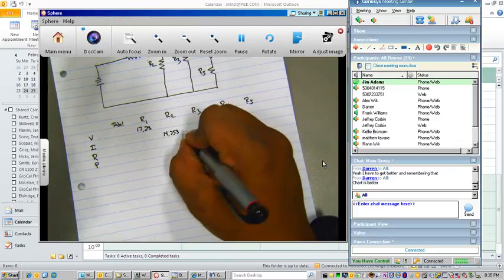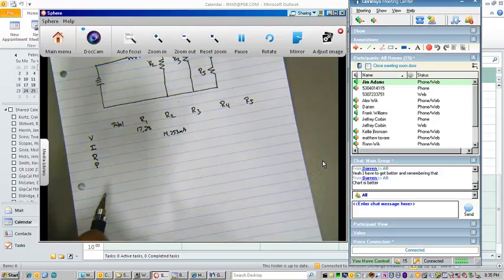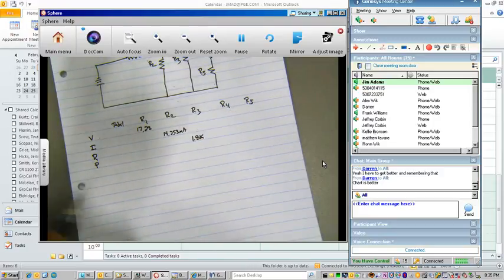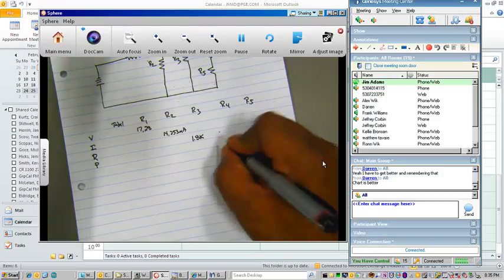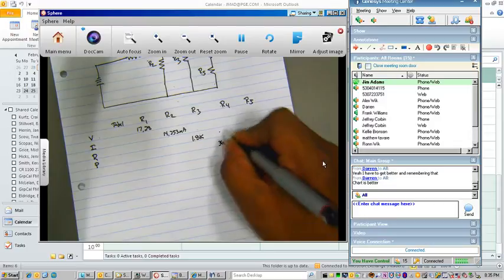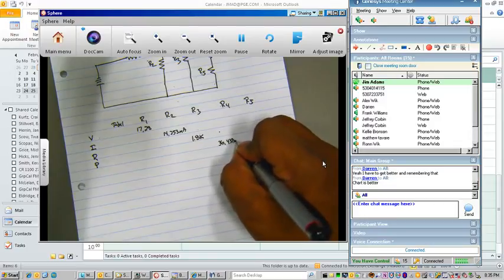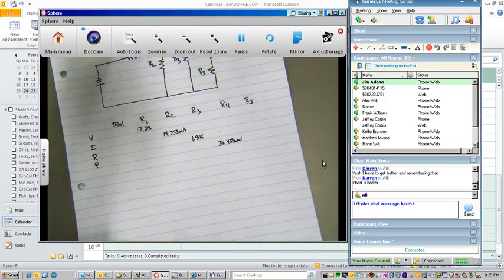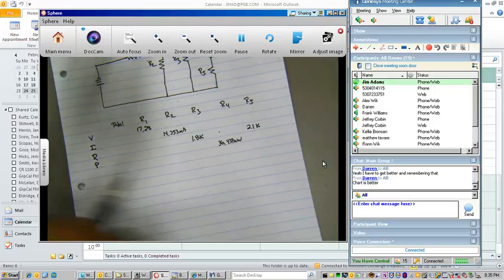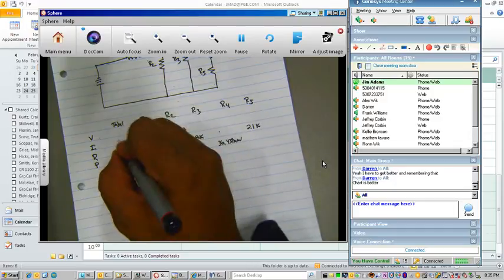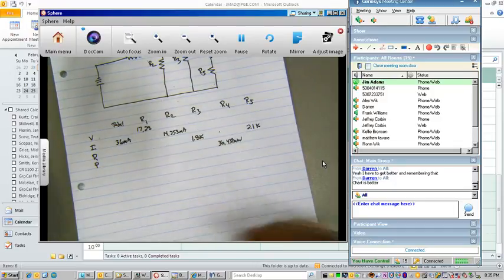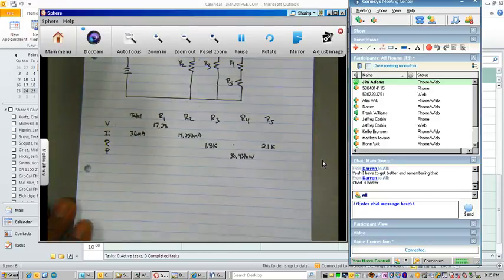0.253 milliamps. R3 is 1.8 K. Power through R4 is 36.439 milliwatts. R5 is 2.1 K. And IT is 36 milliamps. Okay.